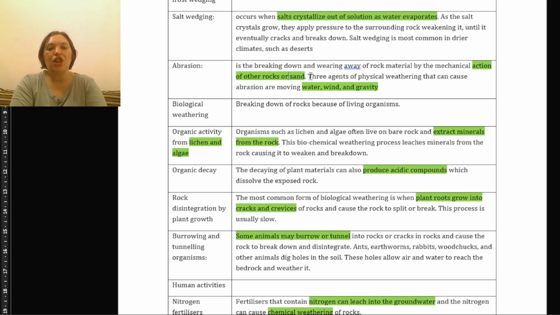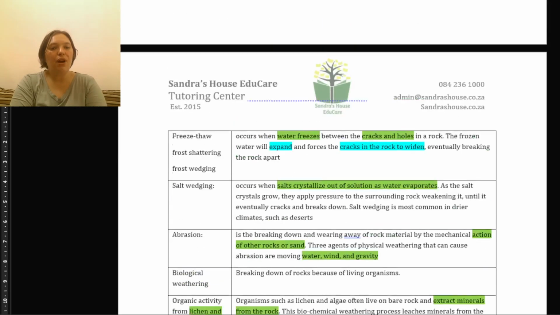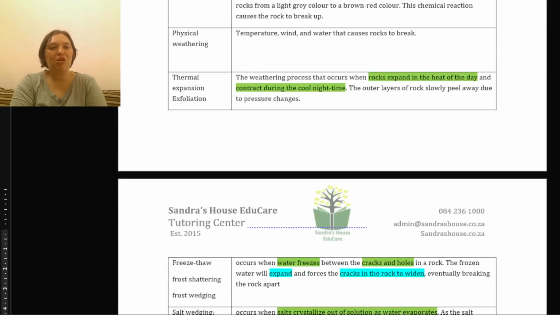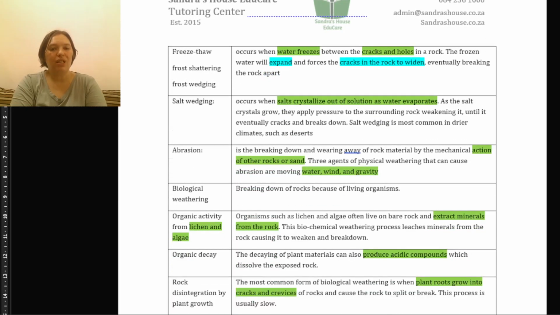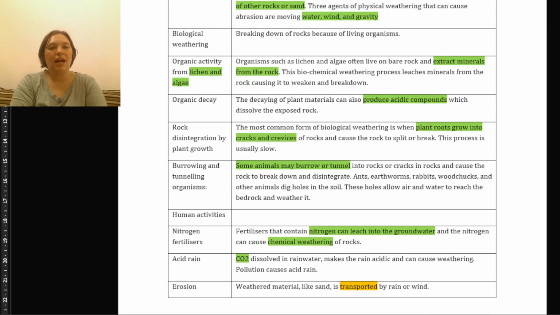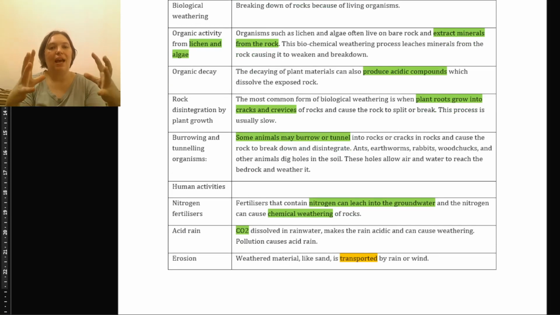So the three agents of physical weathering that cause abrasion are water, wind, and gravity. So sand or other rocks carried in water or on the wind, or just gravity, like rocks falling on top of each other, cause rocks to break. So that is physical weathering: temperature, wind, and water. So it's got to do with freezing and thawing of water.